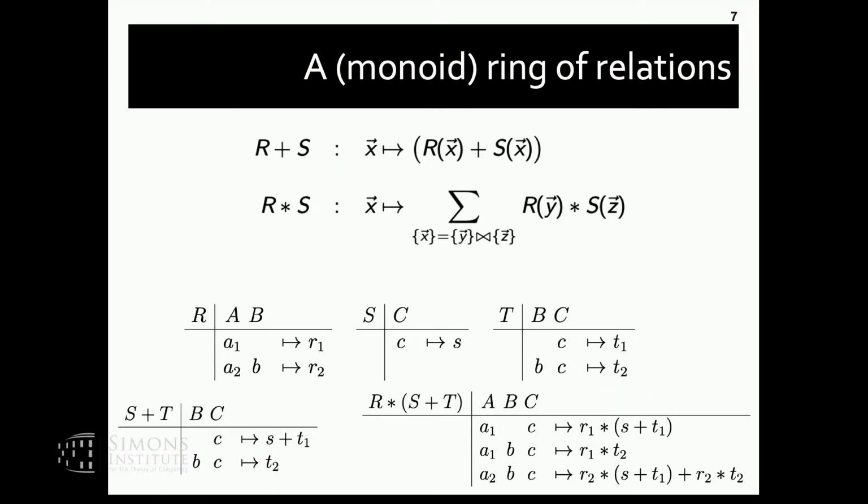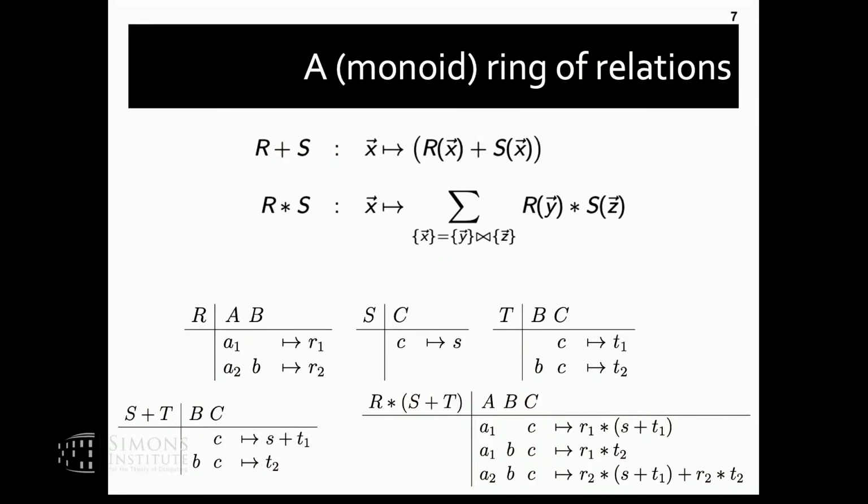So, an example, and I'm just showing you this again for reference. Suppose I've got these three generalized multiset relations. Let's take S and T and add them together. Well, these two go together. So I get, for C, S plus T1. And for BC, I get T2, right? And now the multiplication.